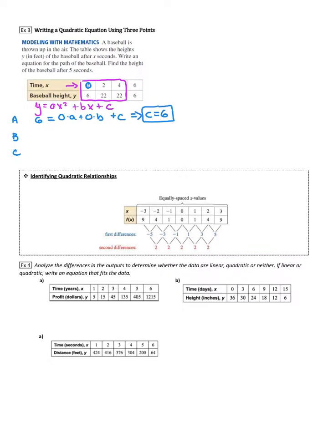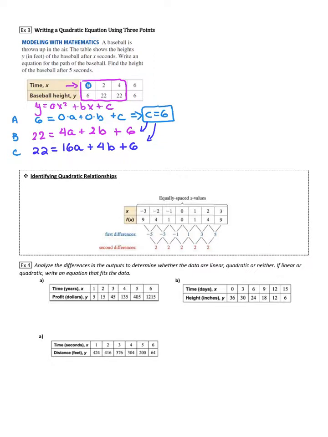So now I'm going to write the second equation. The y value is 22 equals, the x value is 2, so I have to square that. So I'm going to have 4a plus 2b plus, instead of c, I know what c is, so I'm just going to plug in 6. And then for the third equation, I've got 22 equals, now my x value is 4, so 4 squared, 16a plus 4b plus, again, I'm going to plug in the c that is 6, since I already know it is.